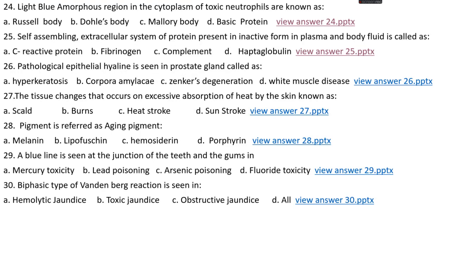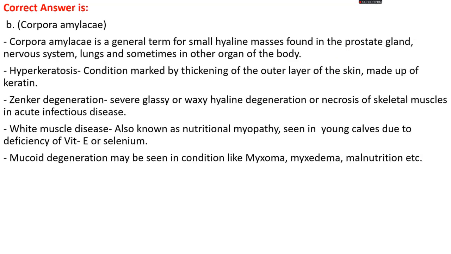Question number 26. Pathological epithelial hyaline seen in the prostate gland is called as: option A, hyperkeratosis; option B, corpora amylacea; option C, Zenker degeneration; option D, white muscle disease. The right answer is option B, that is corpora amylacea.